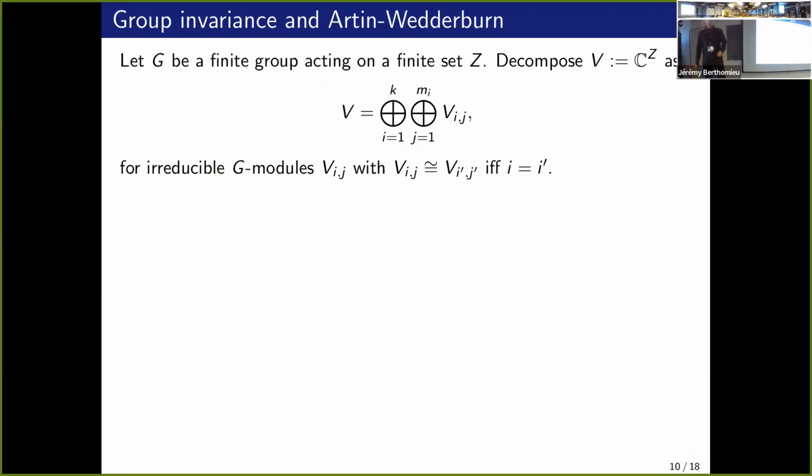Okay, now a bit more in detail. Let G be a finite group acting on a finite set Z. We decompose the vector space V, which is C to the Z, into irreducible G modules, such that Vij is isomorphic to Vi'j' if and only if i is equal to i'. The number k is unique, and also the mi are unique, and the inner direct sums are also unique, but the Vij are in general not.